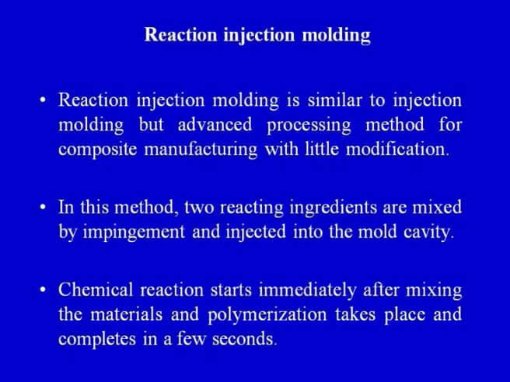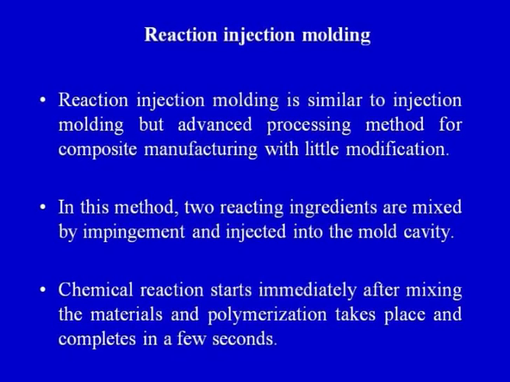Now, there is another variant of the injection molding process. What is this variant? This is reaction injection molding, which is similar to the injection molding, but it is an advanced processing method for composite manufacturing with little modification. As I have already emphasized, it is a variant of the injection molding process only. The basic principle is the same. The fibers and the polymers would be injected into the mold cavity, and in the mold cavity the final product would be formed.